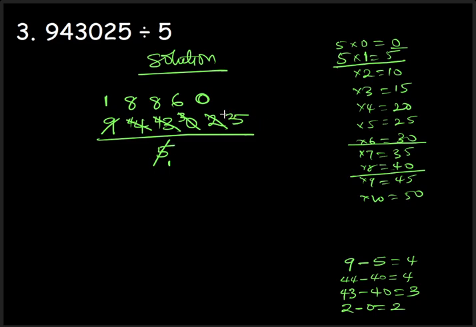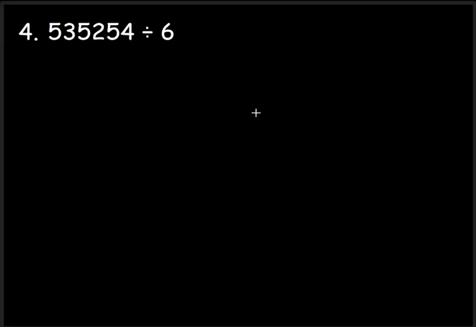5 into 25 will give us 5. And our answer will be equal to 188605. Okay, and then we'll take the last question. This will be 535,254 divided by 6. Please, I'm not going to put down the times table here.